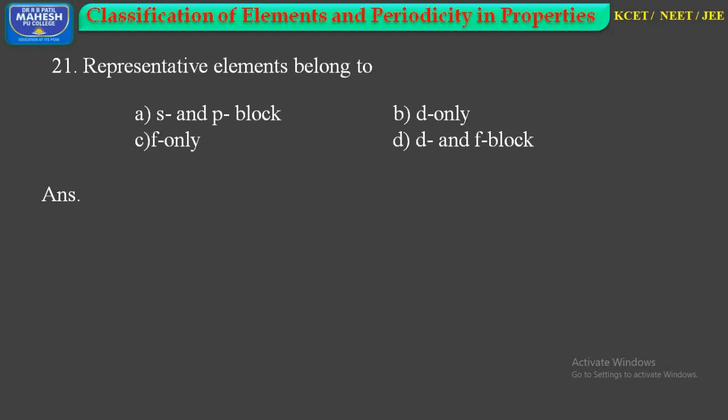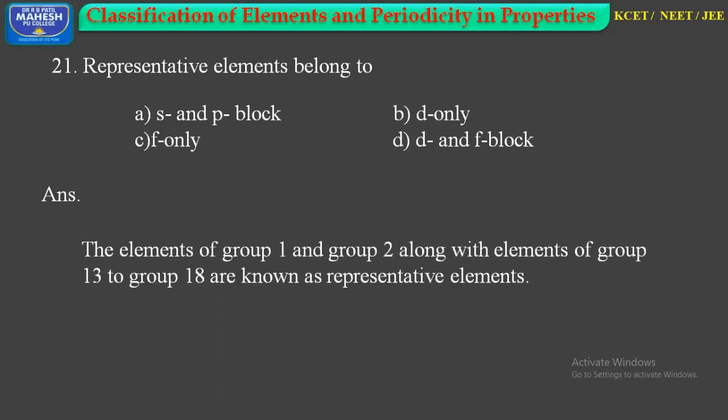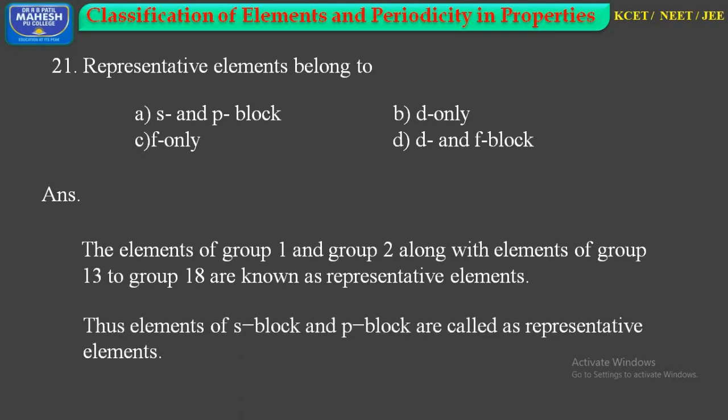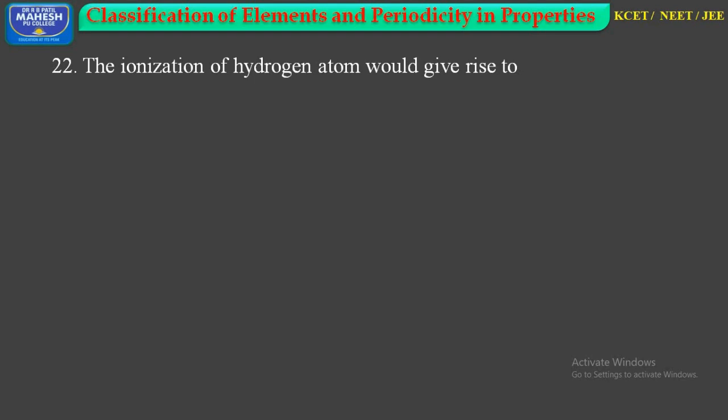And students, you know that group 1 to group 2 elements are called s block elements, whereas group 13 to group 18 elements are referred to as p block elements. With this, the right answer is option A, s and p block elements. Moving to the next question.